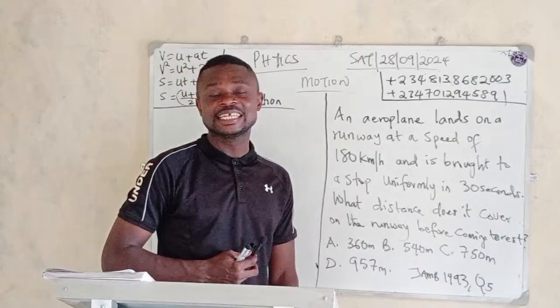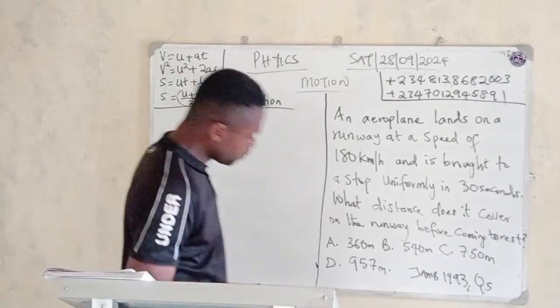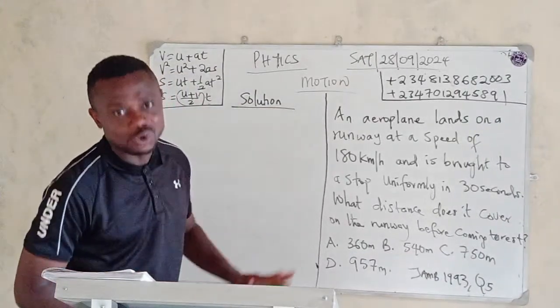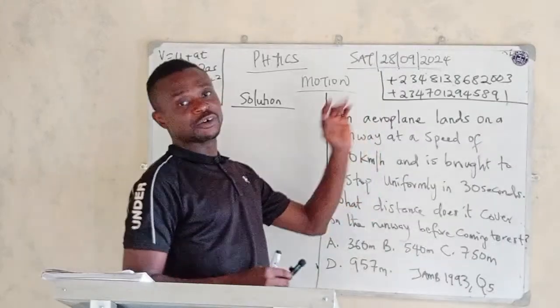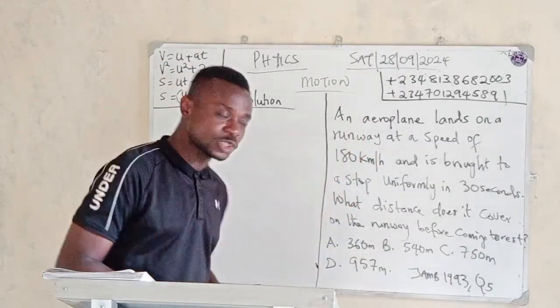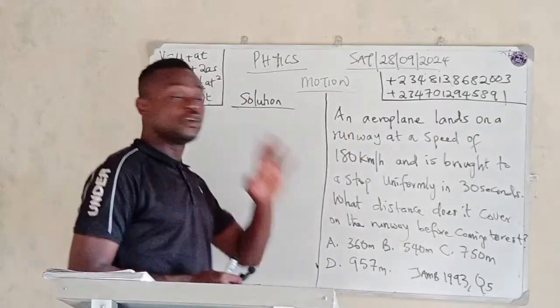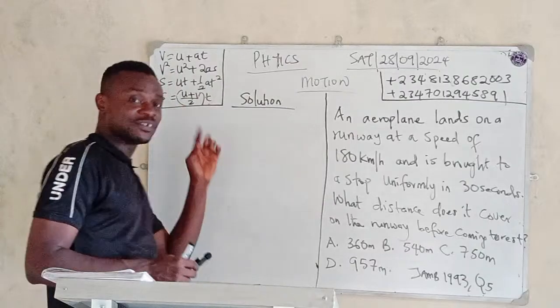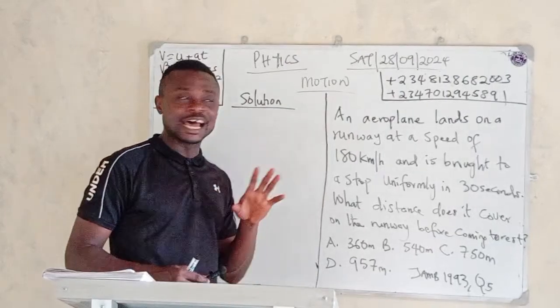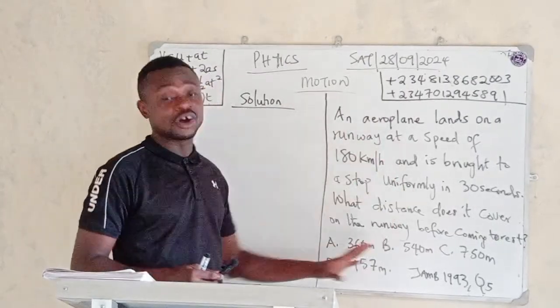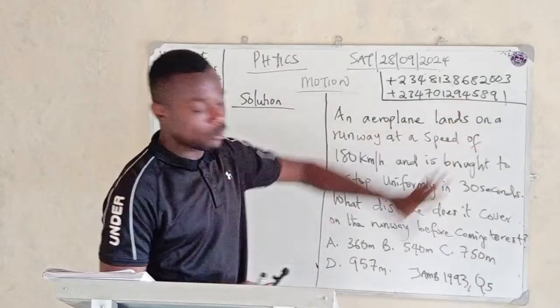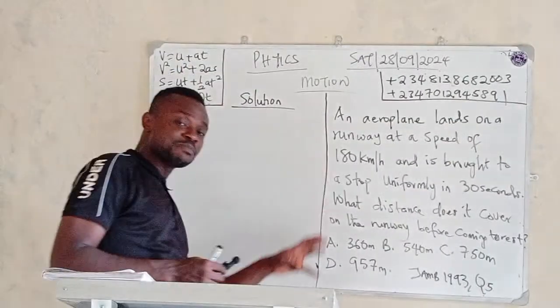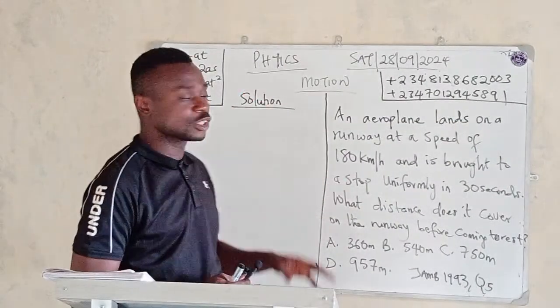Okay, as usual, let us list the parameters and their values. We now look at the equations of motion we have there and find the one that contains all the parameters in the question, both the hidden parameters and the ones that are not hidden.